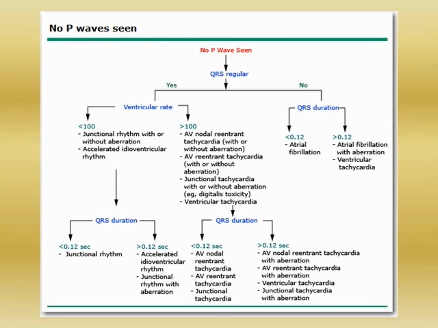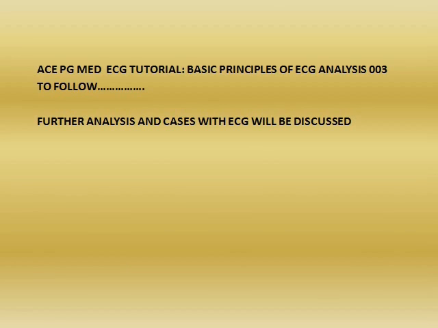QRS is not regular. Then look at the QRS duration. Less than 0.12 is atrial fibrillation, more than 0.12 is atrial fibrillation with aberration and ventricular tachycardia. So that was the end of this presentation.